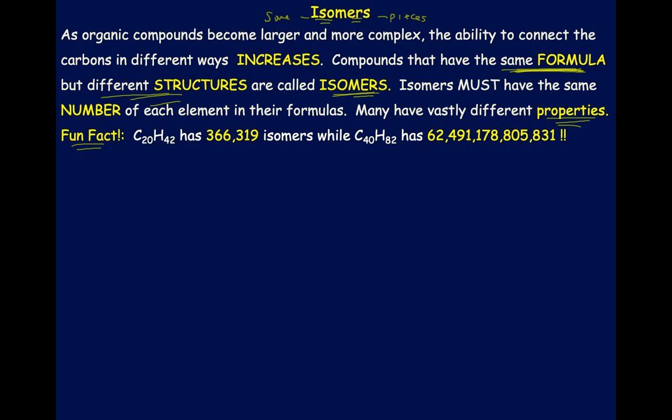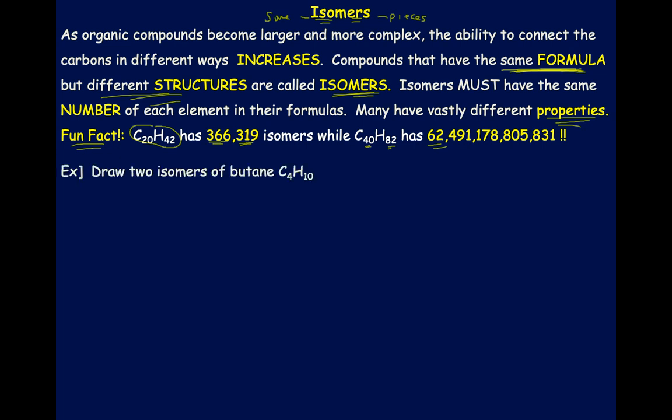And a really fun fact, C20H42 is a molecule that has 20 carbons and 42 hydrogens. There are literally 366,319 different ways to connect C20 and H42. If you go to 40 carbons and 82 hydrogens, I think that's 62 trillion. Yeah, that's 62.5 trillion ways that you can connect 40 carbons if you wanted to sit there and do it. So the amount of possible structures that you can draw in organic chemistry is staggering, especially when you have a lot of atoms.